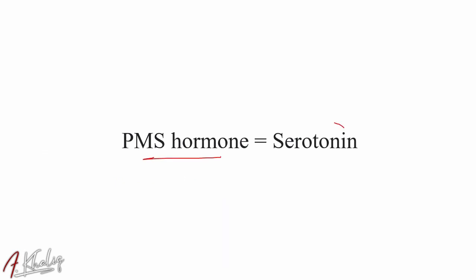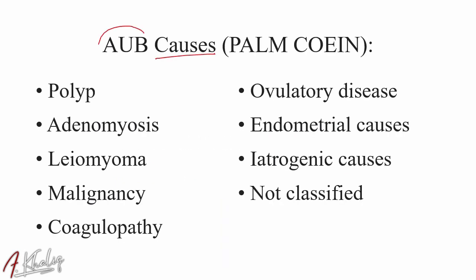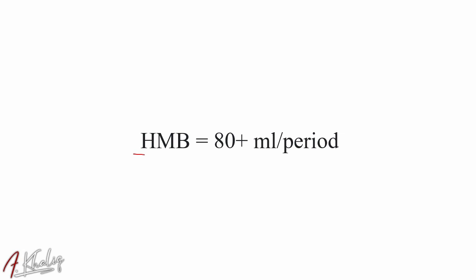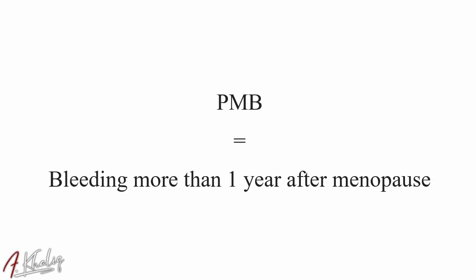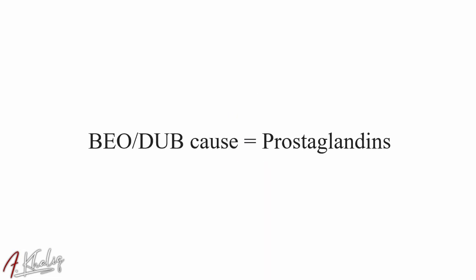PMS hormone is progesterone, and the causes for abnormal uterine bleed are PALM-COEIN, which is polyp, adenomyosis, leiomyoma, malignancy, coagulopathy. You can have ovulatory diseases, endometrial causes, iatrogenic causes, and some causes which are just not classified. Heavy menstrual bleed is more than 80 milliliter of blood per period. Postmenopausal bleed is defined as bleeding for more than 1 year after menopause. Prostaglandins are the cause for the bleeding of endometrial origin, or you can say dysfunctional uterine bleed.